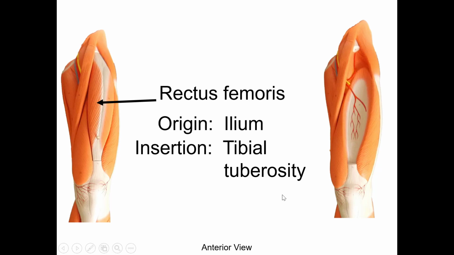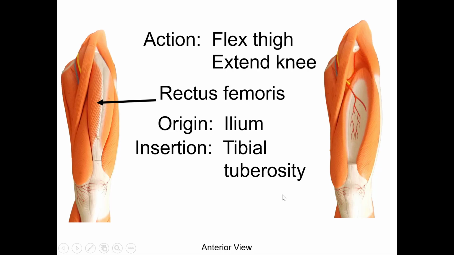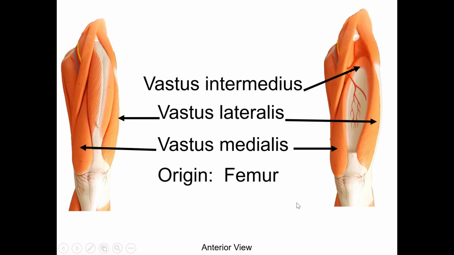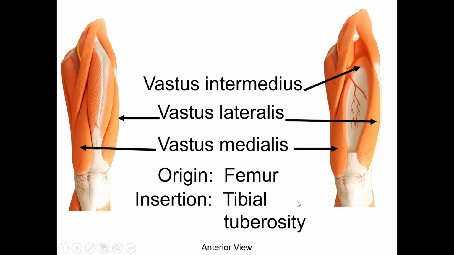The rectus femoris originates on the ilium and inserts on the tibial tuberosity, so it crosses both the hip and the knee joint. It will act on both joints. It helps flex the thigh at the hip and extend the knee. The vastus muscles all originate on the femur and insert on the tibial tuberosity. They only cross the knee joint, so they only extend the knee.